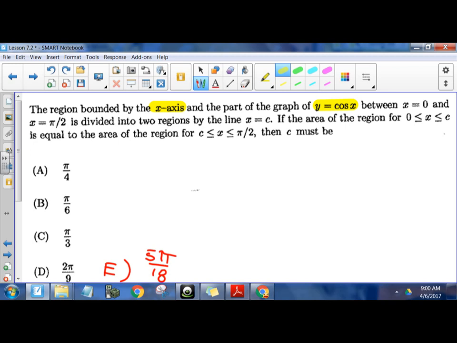Let me check your paper. Your setup is right, but I'm just concerned with the integration. Your top line's right, but your integration is missing a piece. You're not using the Fundamental Theorem part two. You need to use FTC part two. FTC part two says when you integrate something, it's the antiderivative value at the top minus the antiderivative value at the bottom.